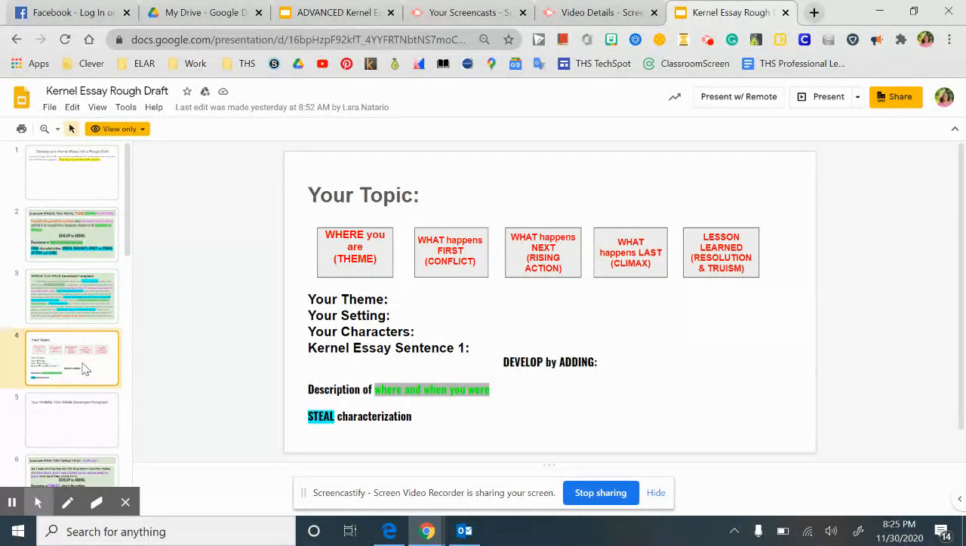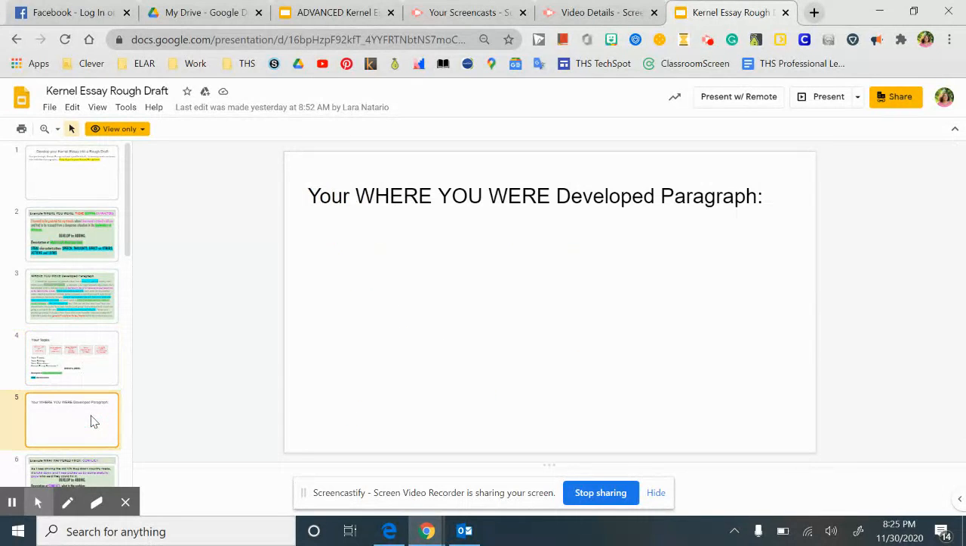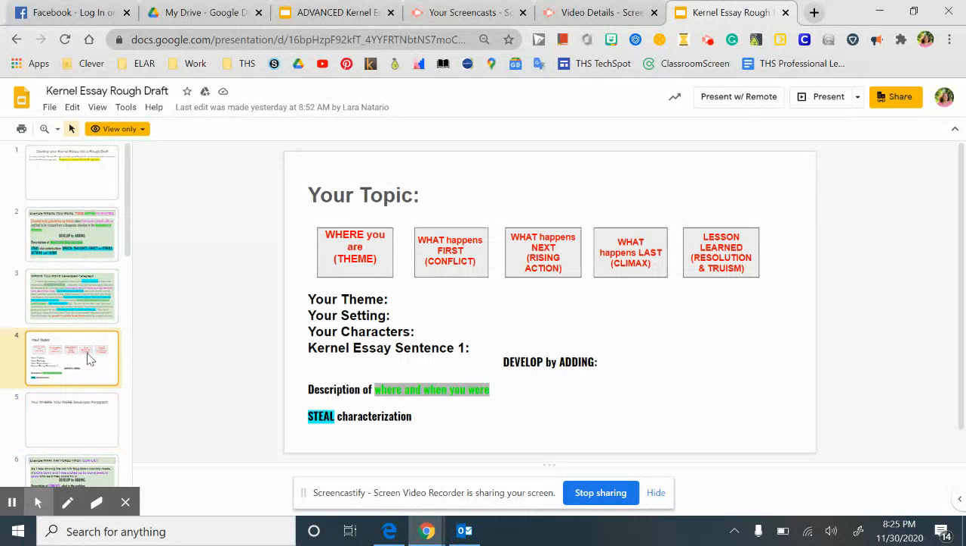And then we are going to develop by adding. We need some more detailed descriptions of where you were and when you were. And then we need some STEAL details and development of the characters in your essay. Okay, this slide number 5 is where you guys are going to write that out. And you can start off by pasting that first sentence there, and then pulling the pieces that you feel like will add to the development. Now, remember, you need to have some descriptions of where you were and when you were, and you need to talk more about the characters.